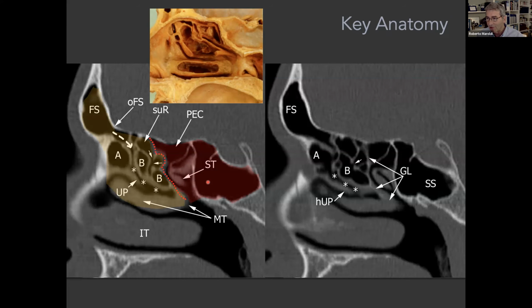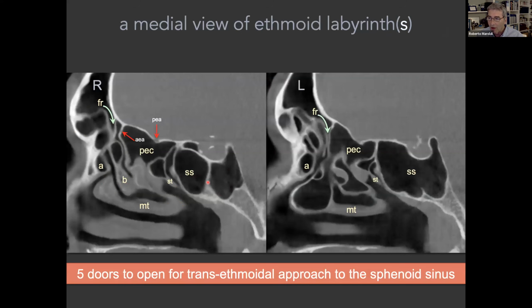Well, that is the difference, and the difference is important from the point of view of the access, because you know that there are 5 doors already mentioned, for example, a transethmoidal approach to the sphenoid sinus, and you see that from the right side of the same patient and the left side, there are differences in the development of the different part of the anterior and of the posterior ethmoid.